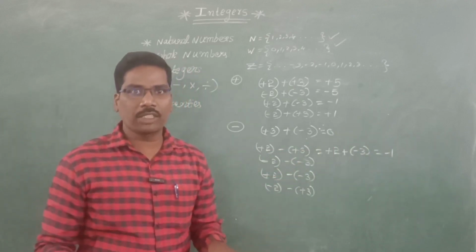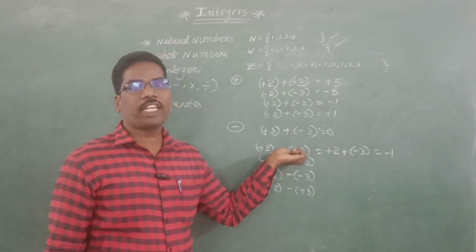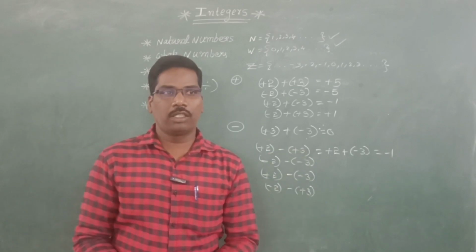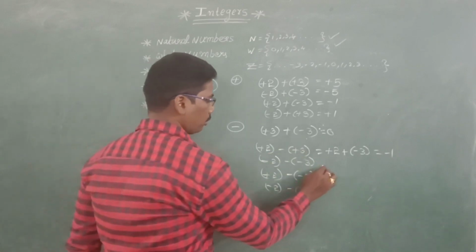I did not do any subtraction. I have done only addition again. But what have I done? I took the additive inverse of the second number, and then again you will do addition. That's easy because addition we know very well.